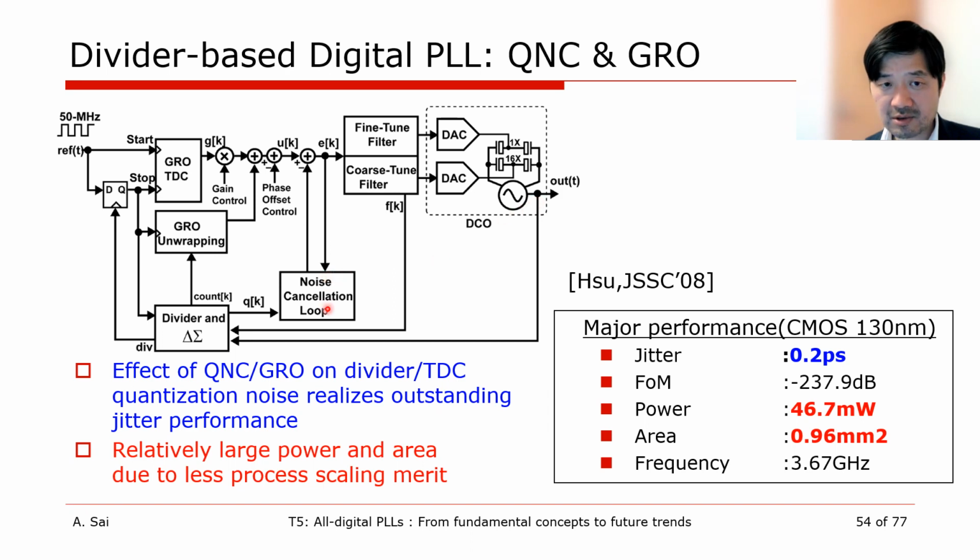The quantization noise cancellation circuit for divider quantization noise, and the GRO TDC, realize outstanding jitter performance, 0.2 picosec. However, relatively large power and area are needed.